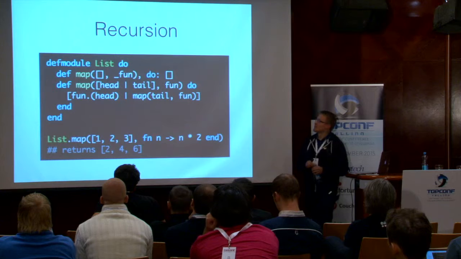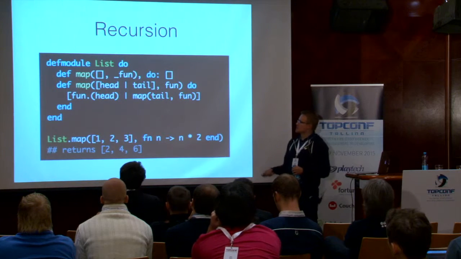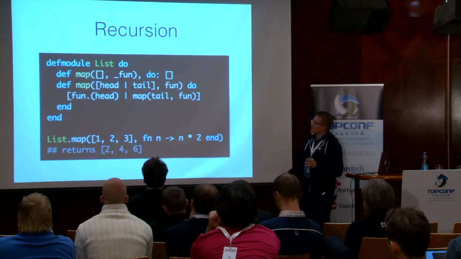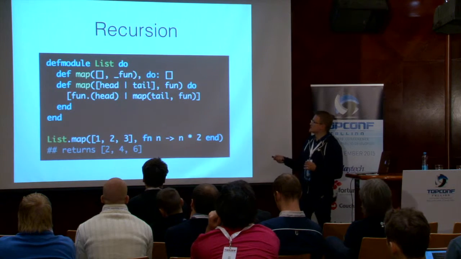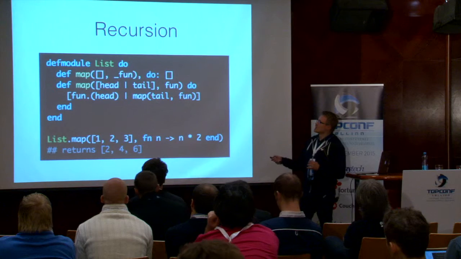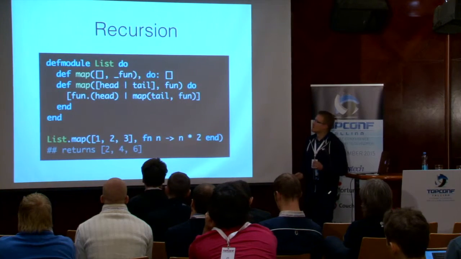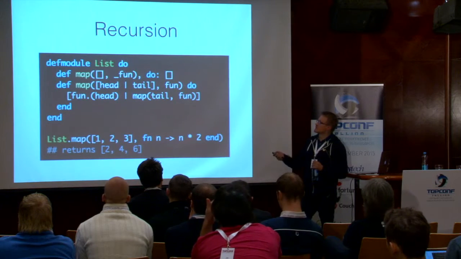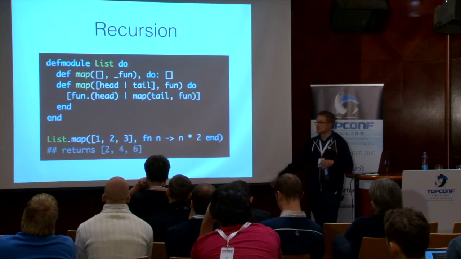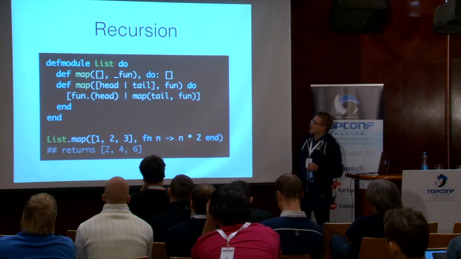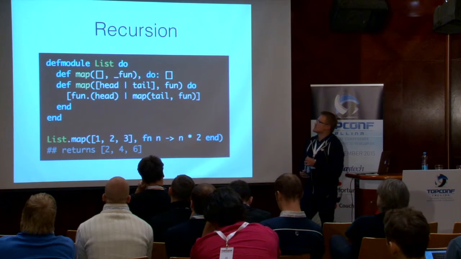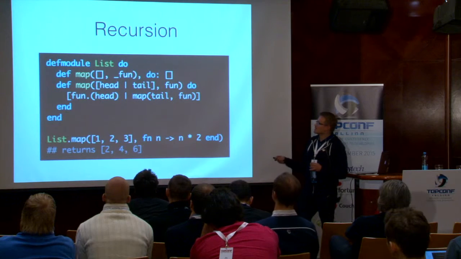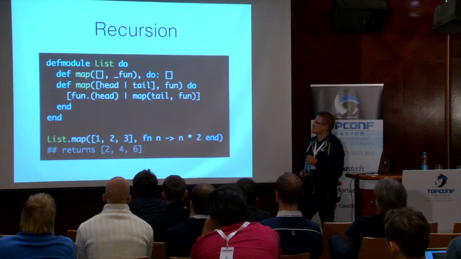Okay, so more about recursion. Here's an implementation of the map function for a list, and this one is tail call optimized. We are using the head-tail operator here, and here we have this pattern match for the empty list, which should be the case where if we give it an empty list as an argument, we just return an empty list back.